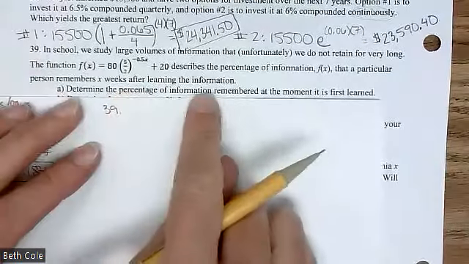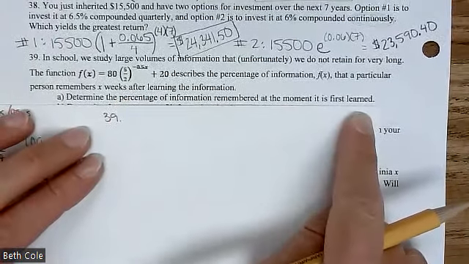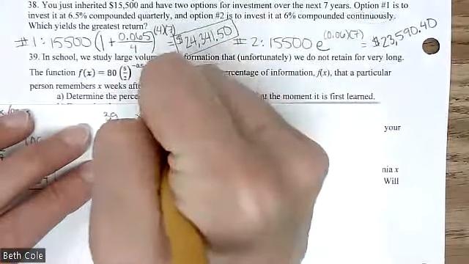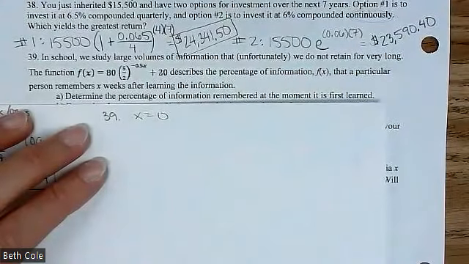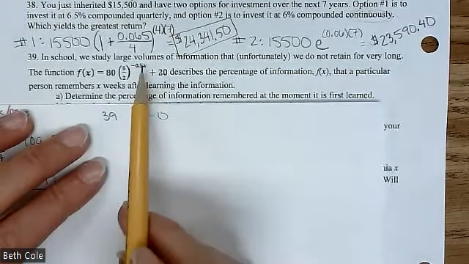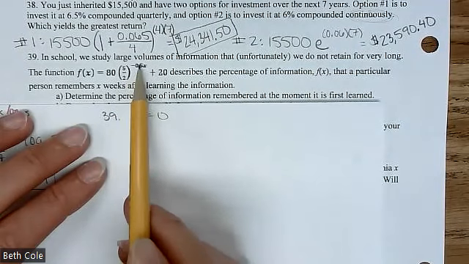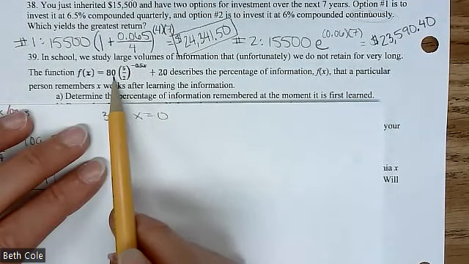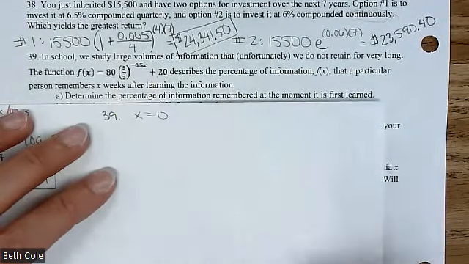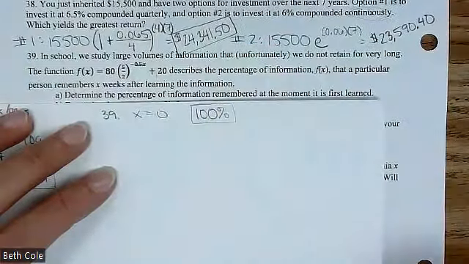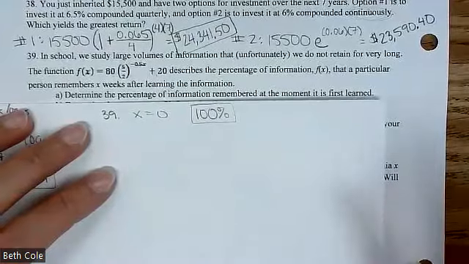Letter A. Determine the percentage of information remembered at the moment it is first learned. If it's the moment that it is learned, then it is x equals 0. You would plug in 0 for x. Now you get a calculator, but let me talk you through this. Just watch me point to it. Anything times 0 is 0. Anything to the 0 power is 1, times 80, plus 20, 100%. The idea is that the moment you learn it, you should know all of it because you literally just learned it.